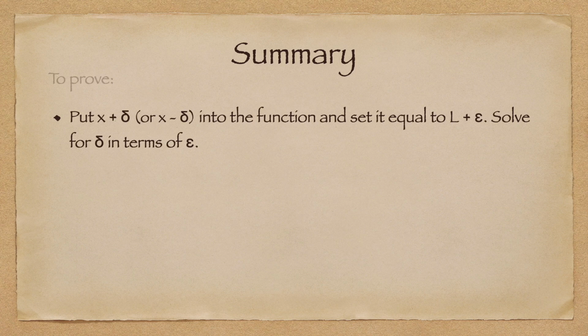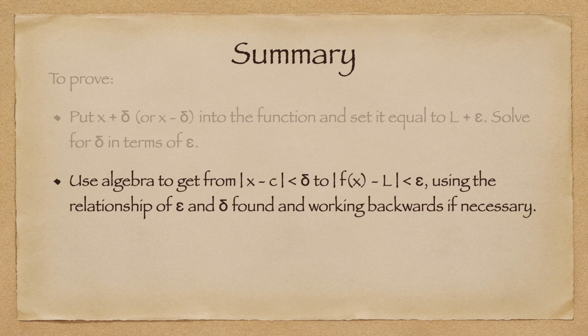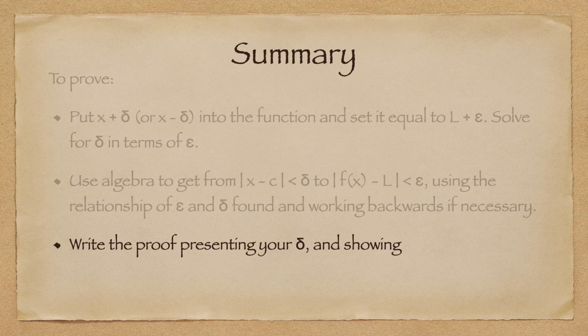So, in summary, to write an epsilon delta proof for a linear or other simple function, here are some steps. First, put x plus delta, or x minus delta, depending on whether your slope is positive or negative, into the function and set it equal to the limit plus epsilon. Solve for delta in terms of epsilon. Then use algebra to get from the absolute value of x minus c is less than delta to the absolute value of the function minus the limit being less than epsilon, using the relationship of epsilon and delta you just found, and working backwards if necessary.